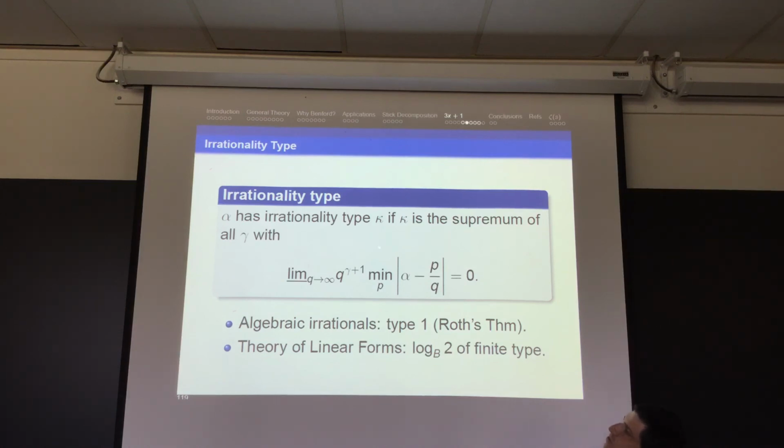So the irrationality type: we say a number has irrationality type kappa if kappa is the supremum of all gamma such that q to the gamma plus 1 times the minimum over p of |alpha minus p over q| equals 0. Okay, what does this mean in English?